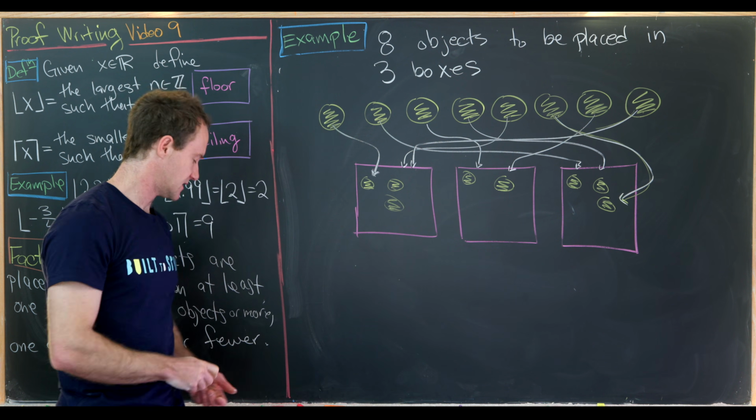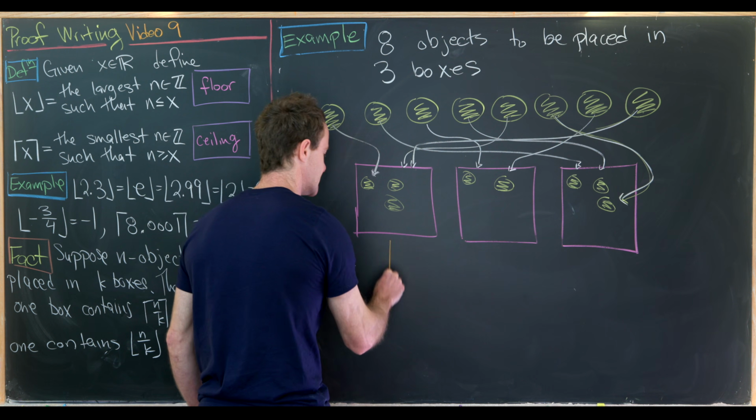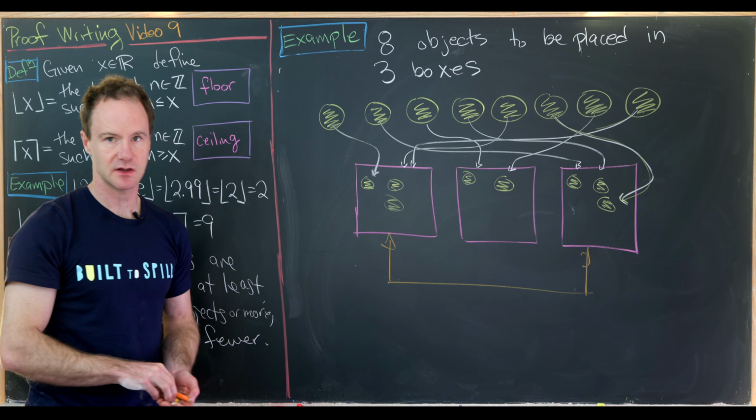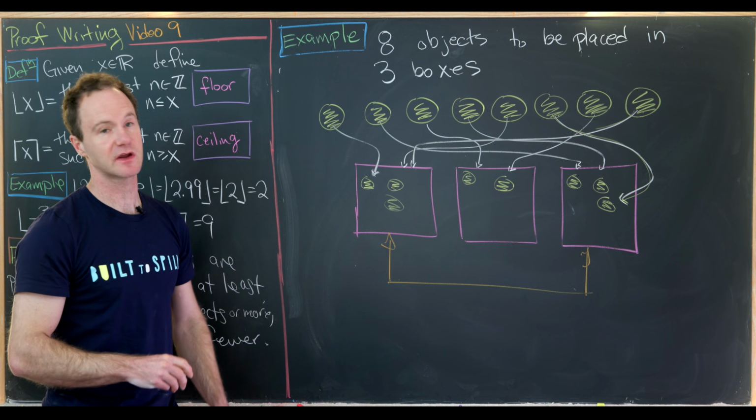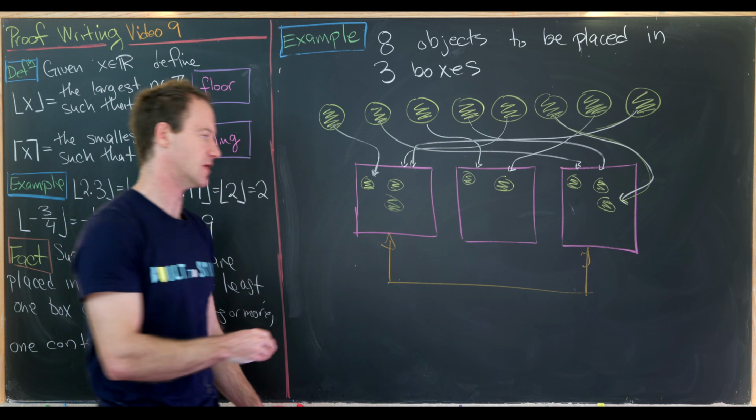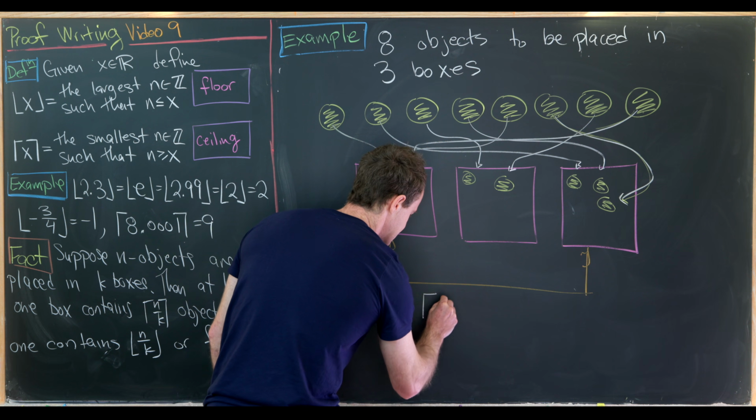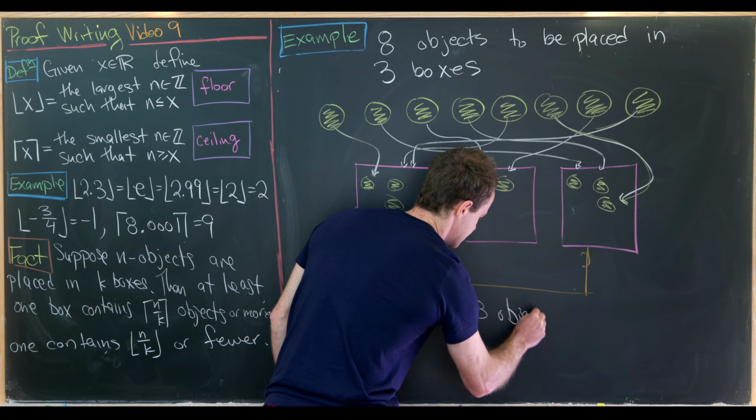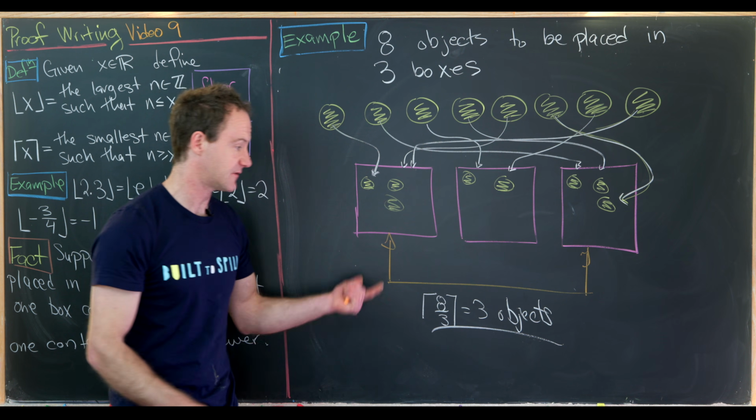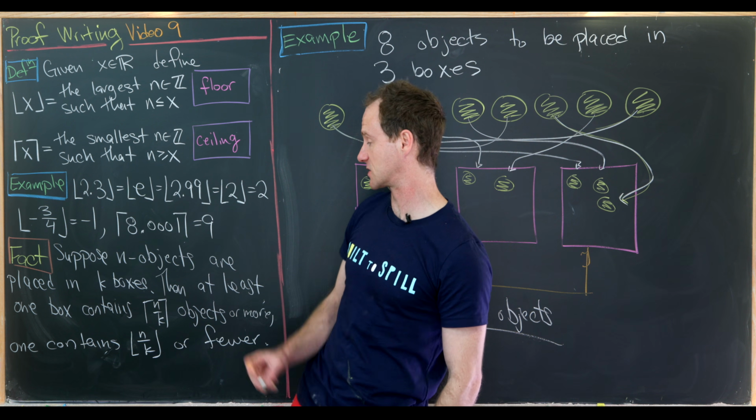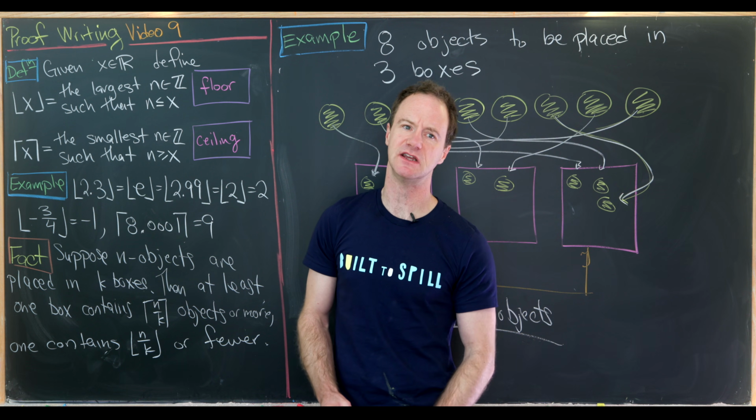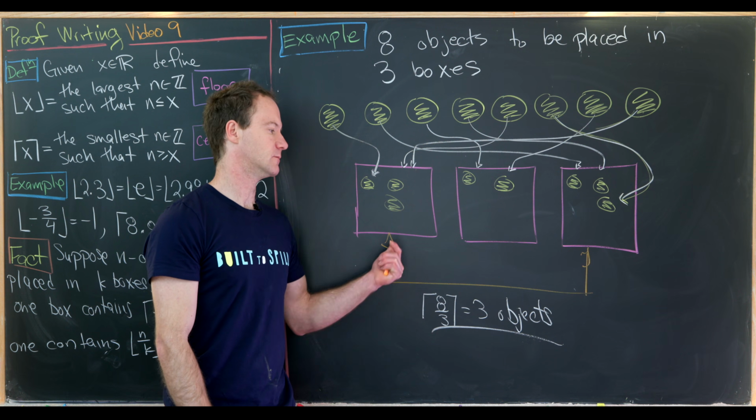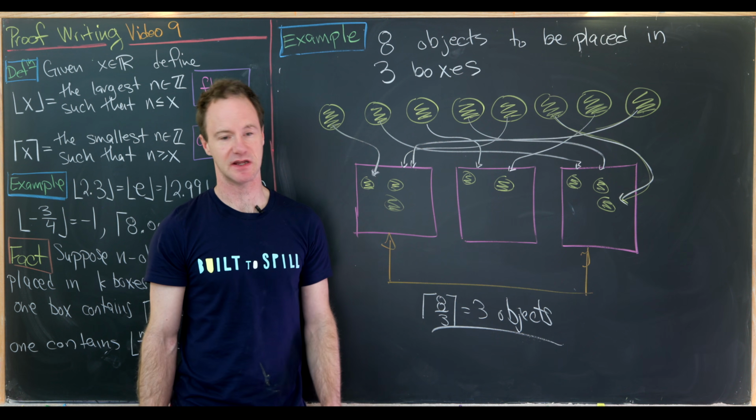Okay, so now let's notice that this first and this third box both contain 3 objects. But how many is 3 in terms of 8 and 3? Well, it's going to be the ceiling of 8 over 3. So like I said, this contains the ceiling of 8 over 3 equals 3 objects. And we're guaranteed for something like this to happen by our fact over here. Well, we're really guaranteed for there to be a box with this many objects or more. But in this case, we have exactly this many objects.